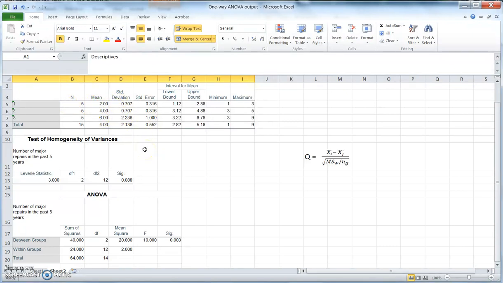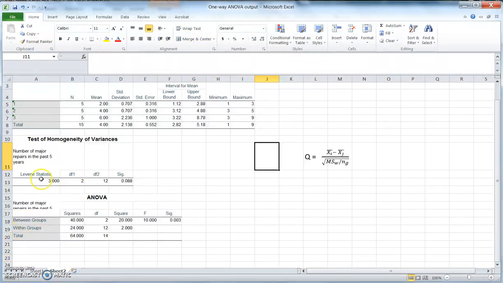But the question is, I do not know which car model is different from which car model. So how do I answer that question? This is the time we're going to use post hoc pairwise comparison. Since I made the assumption of homogeneity of variance and also I have equal group sizes, the simplest test for me to run is the Tukey post hoc test. In the Tukey test, we use the Q statistic. This shows you the formula used in the Tukey test.